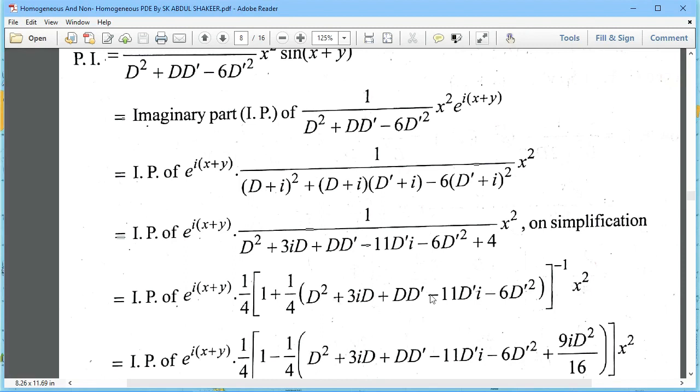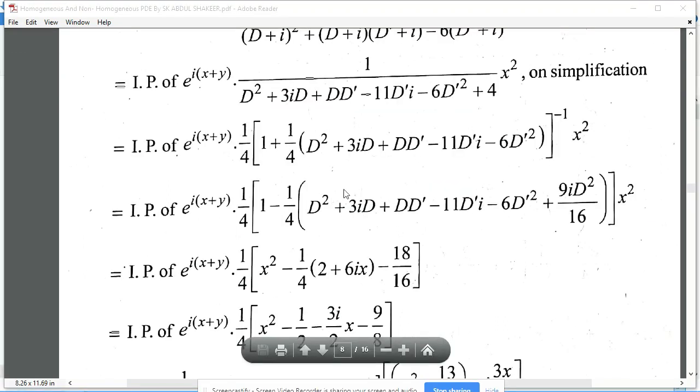Now we will expand this by using the binomial theorem expansion. So (1 plus x) whole power minus 1 expansion is 1 minus x plus x square minus x cube plus and so on. Just writing two terms, that is 1 minus x. What is x here? x is 1 by 4 into (D square plus 3DD' plus ...). So this is x.